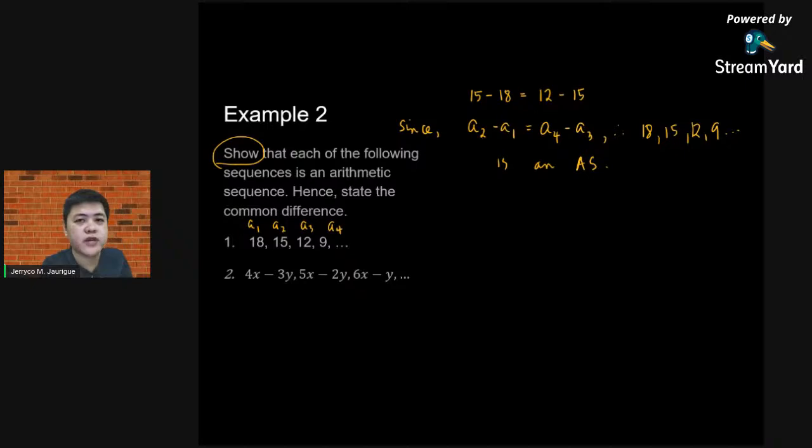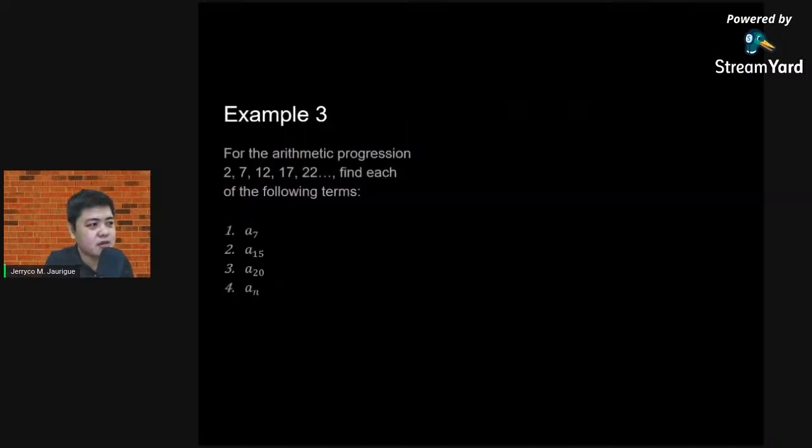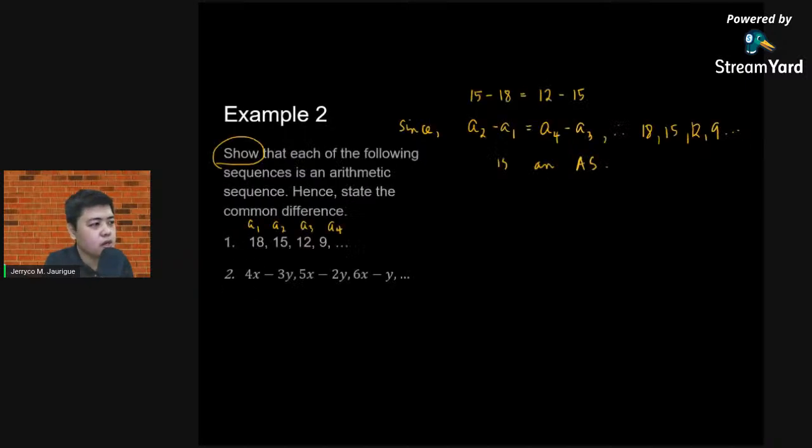Again, to show that a sequence is an arithmetic sequence, you just have to prove that A sub 2 minus A sub 1 is equal to A sub 4 minus A sub 3, or if the terms given to you are more complicated, basically the next term minus the previous term equals another pair of next term minus previous term. Okay. So for number 2, this is A sub 1, A sub 2, and A sub 3.